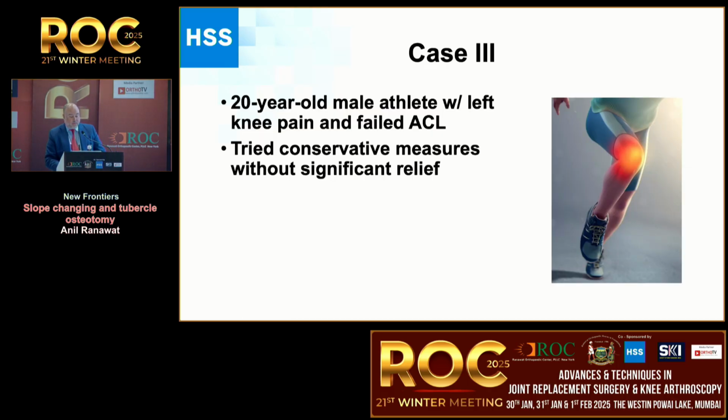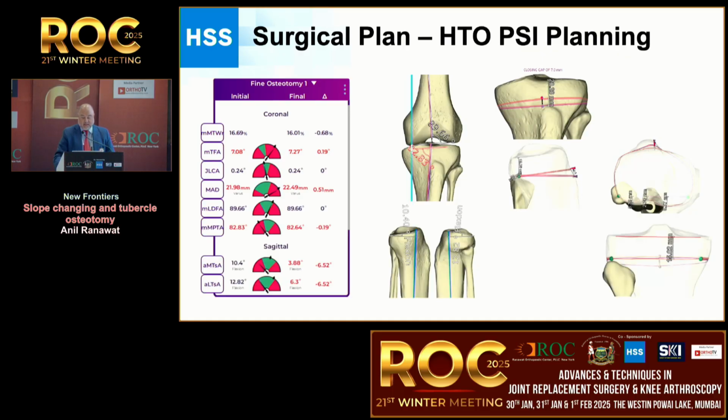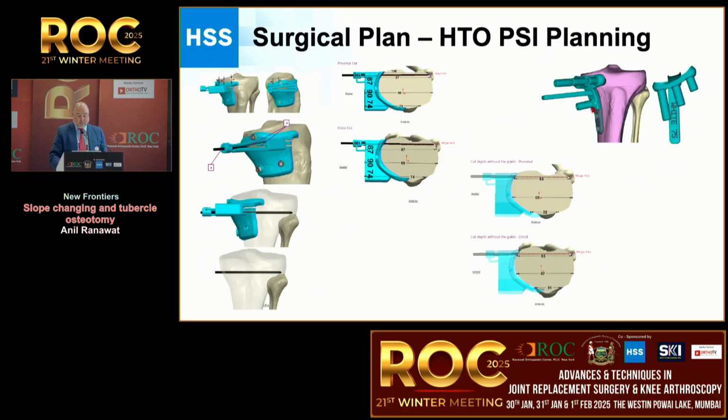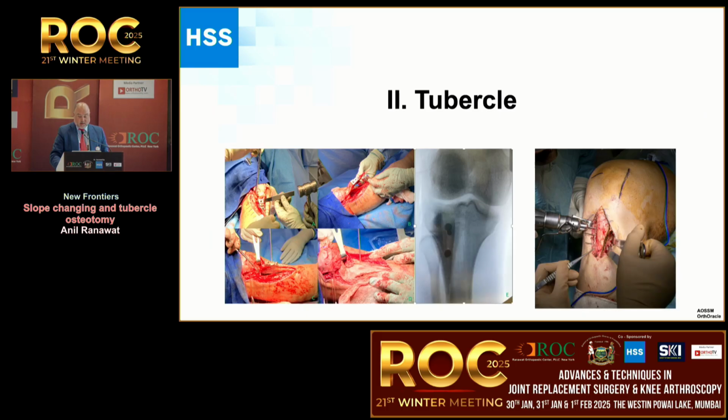Here's another one, 20-year-old female, left knee pain, failed ACL. Again, another example of the pure sagittal osteotomy. Just because I'm over, I want to get to tubercle quickly. So this is something that we've just designed. It's literally just being FDA approved right now.